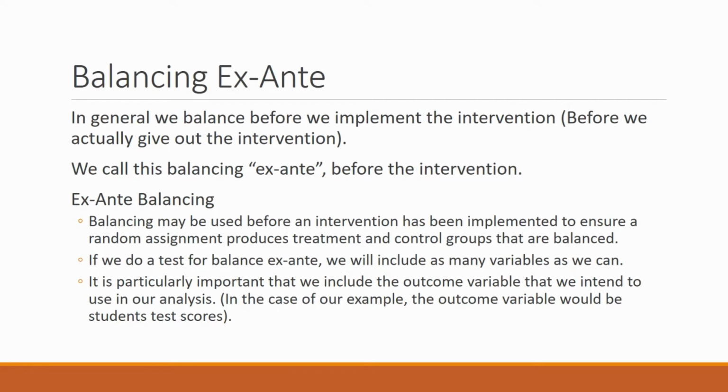All right, if we're doing a balancing test ex ante, that means before we've given out the intervention, then we perform the balance test on as many variables as we can. And it's particularly important that we include the outcome variable that we intend to use in our analysis. In the case of our example, the outcome variable will be student test scores. So we do the balancing test on as many variables as possible, and we need to include the outcome variable.